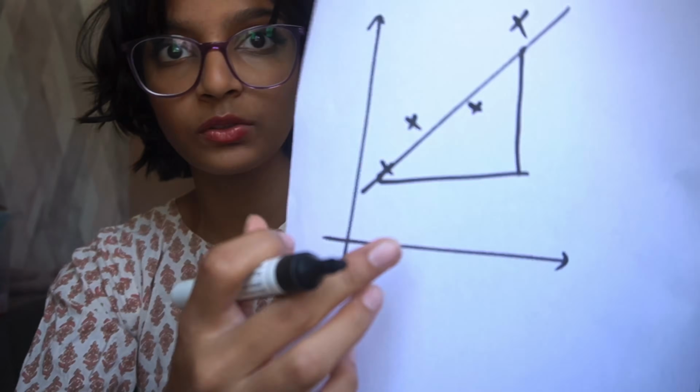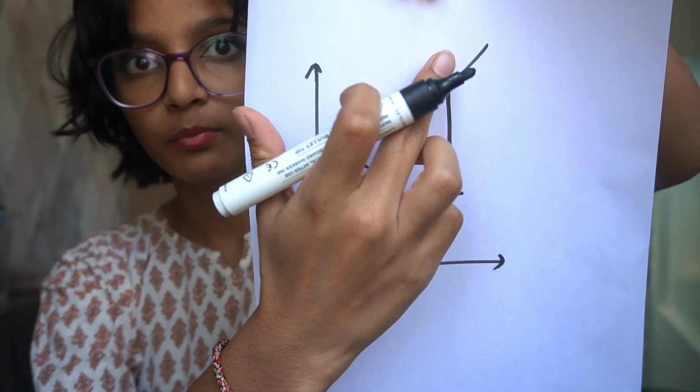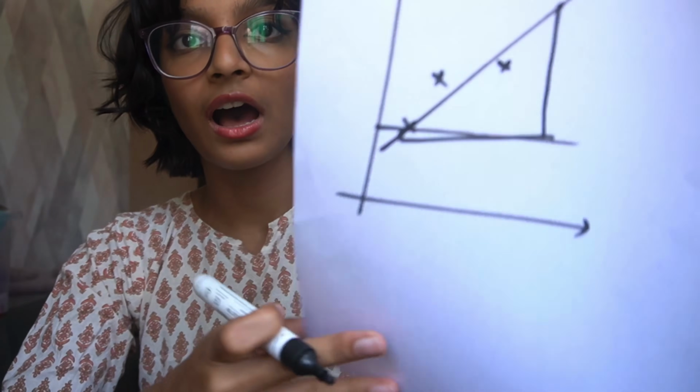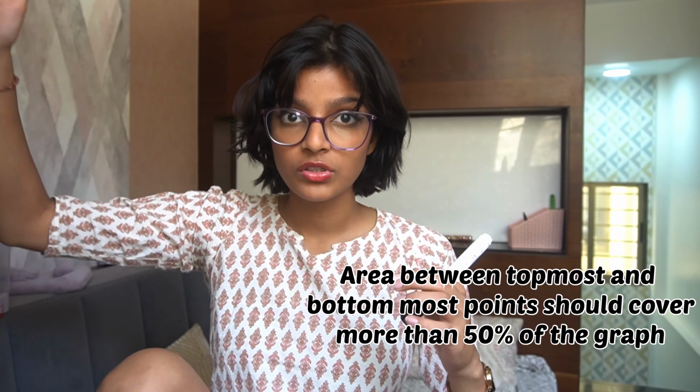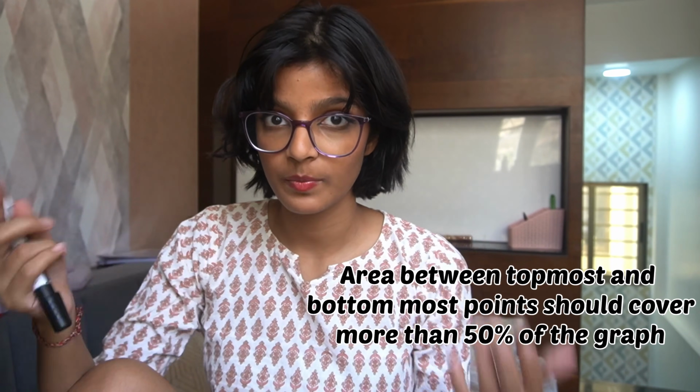One more important thing is when you're plotting, make sure your topmost and your bottommost should cover more than half of the page given. So that's another important point. Your least and your most value should cover more than 50% of the page. So those are some points to keep in mind when we're making the graphs and calculating the gradient.